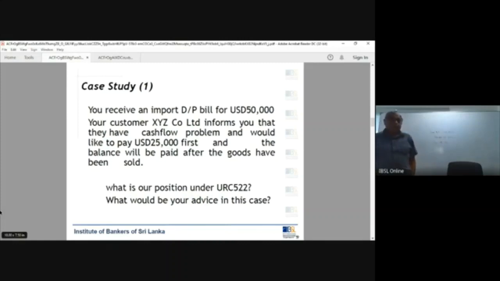Right? So as per Article 19B, we can't release the documents without paying the full amount. Now, without paying the full amount, the customer is having a problem. How can he pay the full amount? Because he doesn't have money. So what is the remedial action he has? He can come to the bank and ask for a facility.